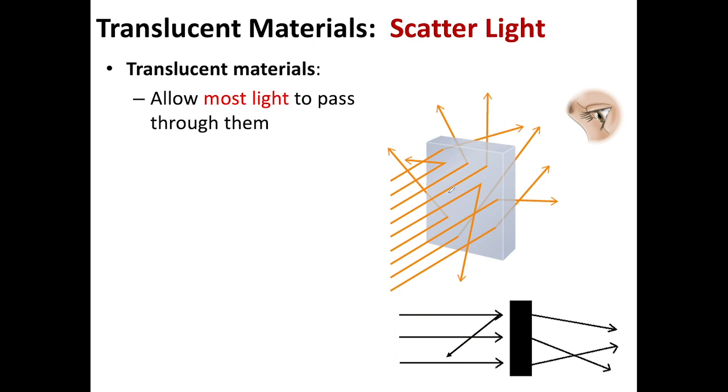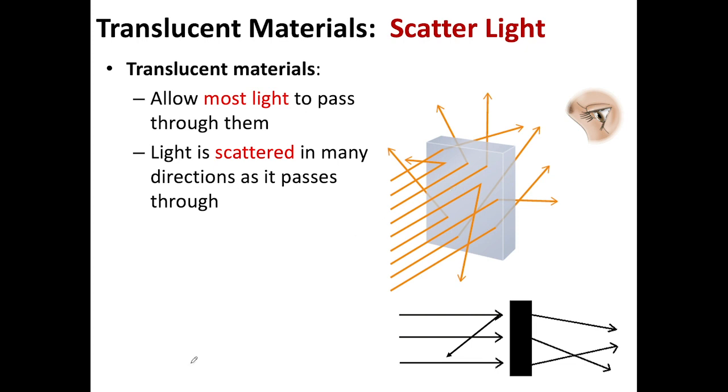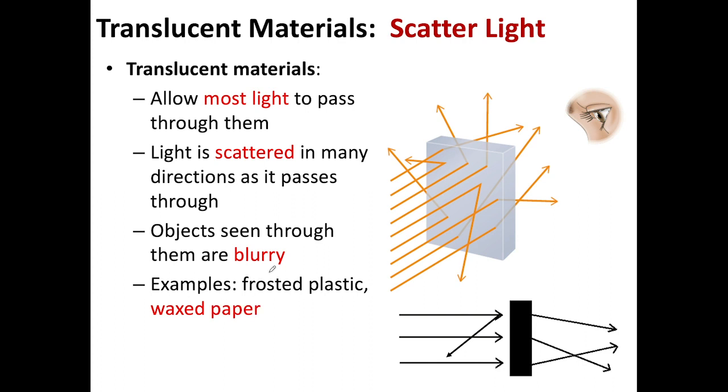Translucent materials allow most light to go through. But the light is being scattered in many different directions as it passes through, which makes your vision of whatever's on the other side really difficult. So you can't see the exact details. Objects seen through them are blurry. Examples include frosted plastic or wax paper. So it's something you can see through somewhat, but not entirely.